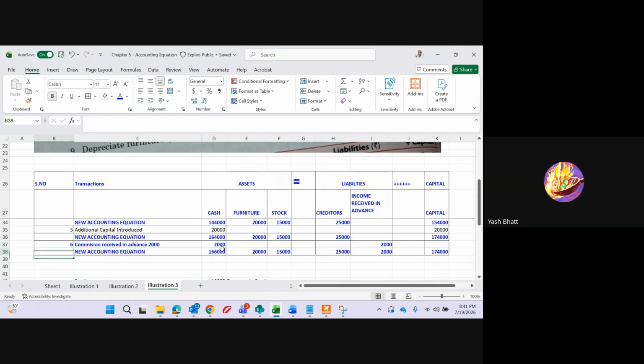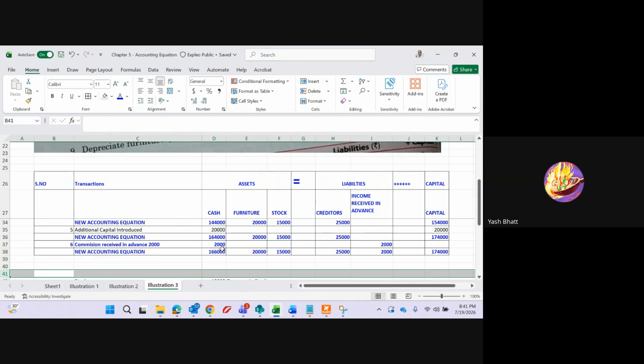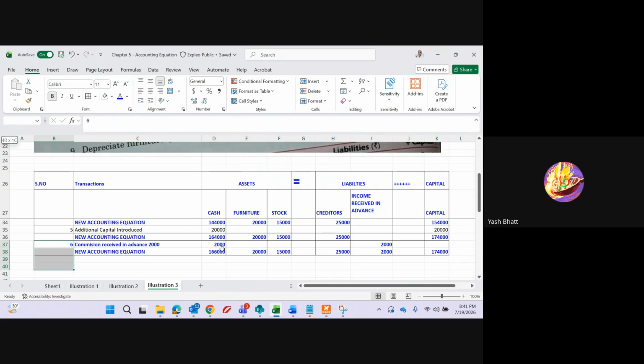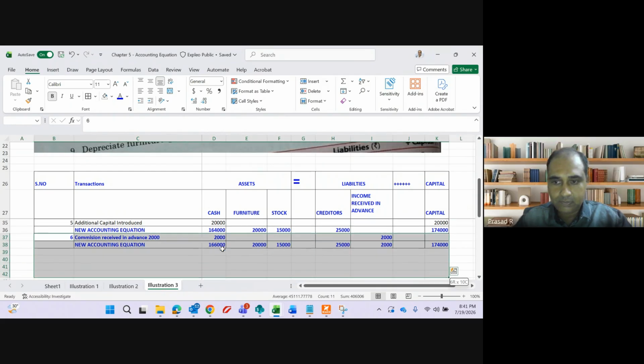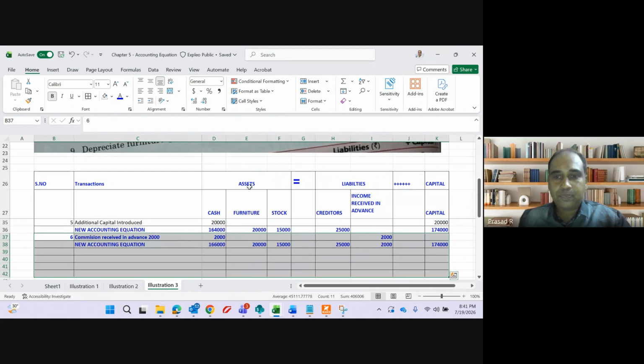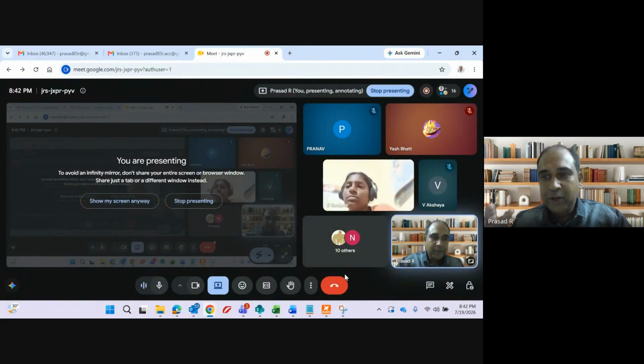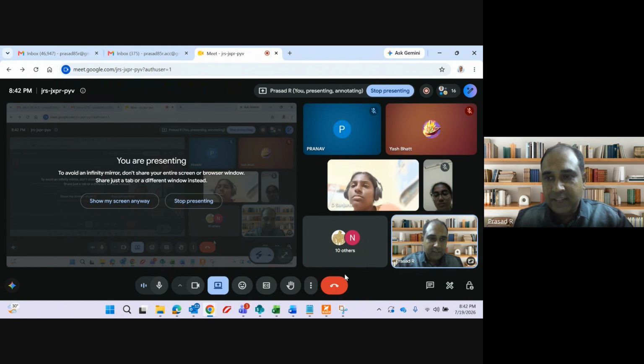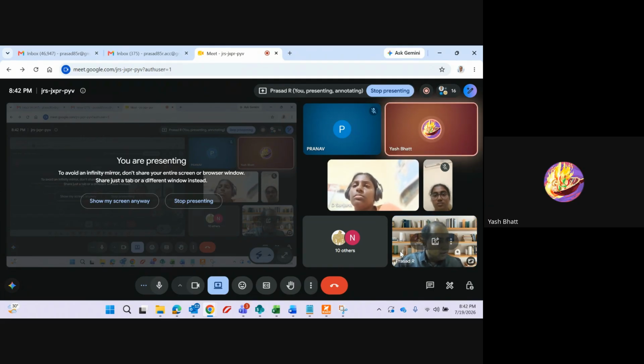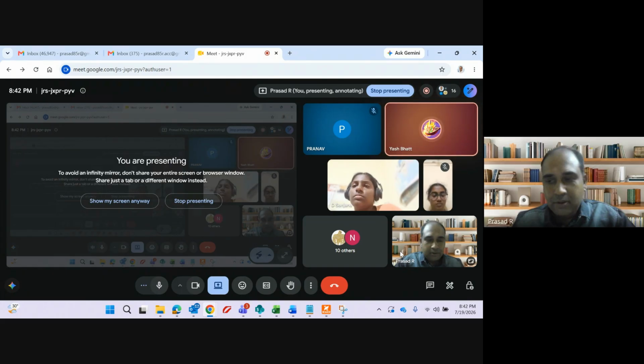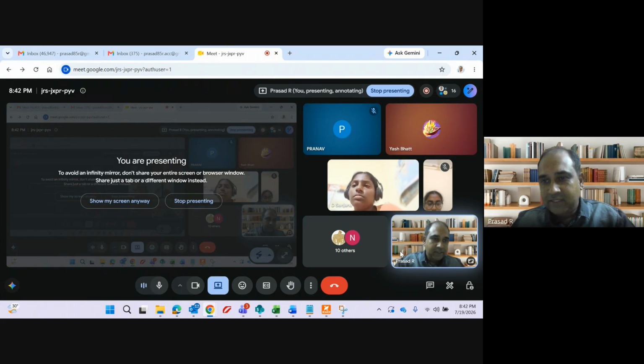Sir, I have a doubt. Instead of writing income received in advance, can't I directly write advance income? Both are same. Terminology doesn't change the nature of the transaction. Whether you call it advance income or income received in advance, both are same only. In the notebook the space is less, so can't we just make it concise? Absolutely, you can write advance income.